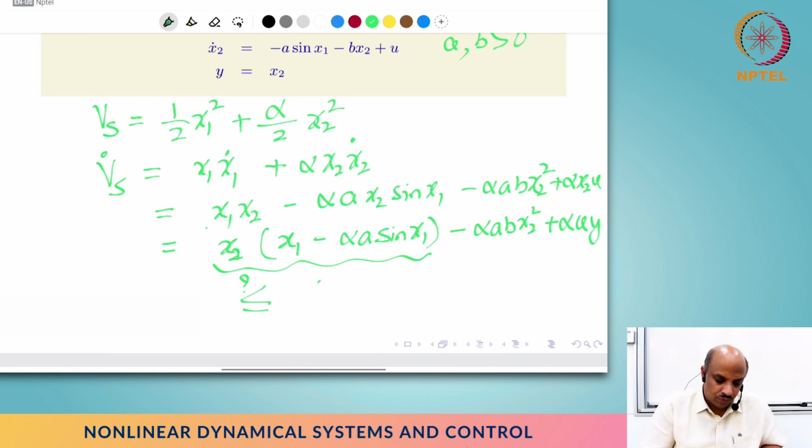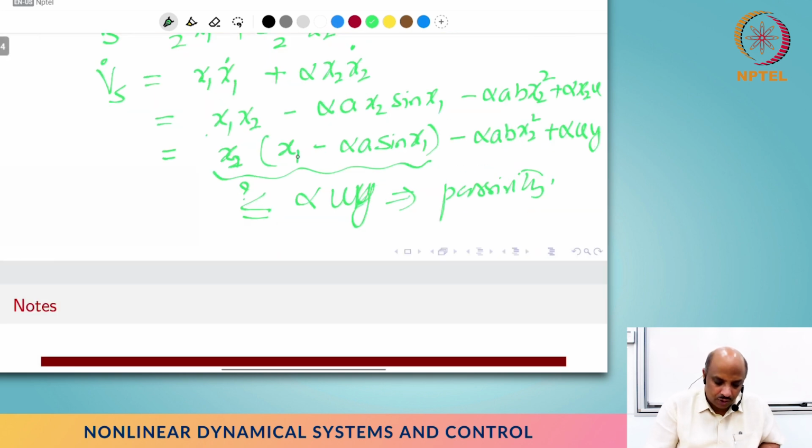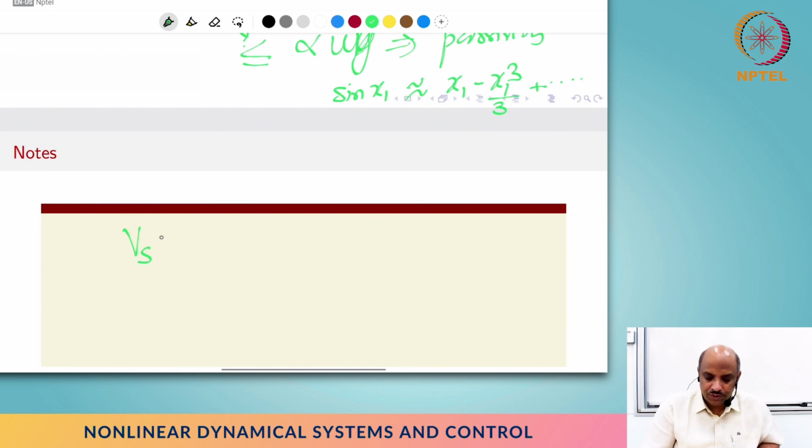So instead we could actually consider something like 1 minus cosine of x1 plus half x2 square. Again, you can scale it with alpha, and then V dot is going to be equal to sine of x1 times x1 dot plus alpha x2 dot, which is going to give me x2 times sine of x1 plus alpha x2 times minus a sine x1 minus alpha b x2 square plus alpha times x2u.